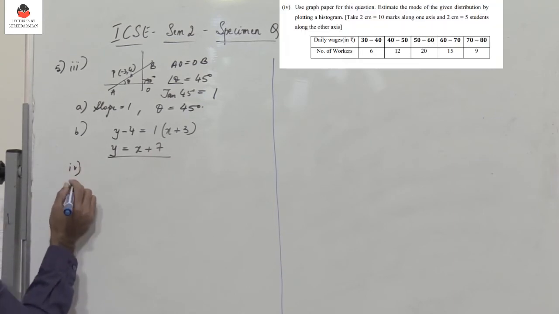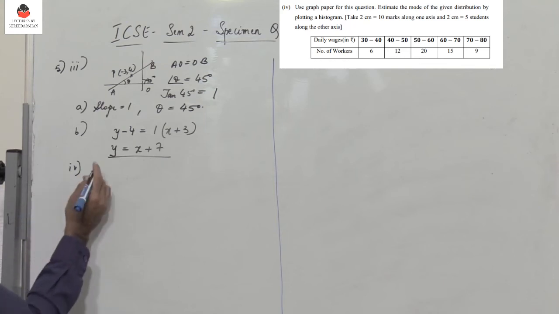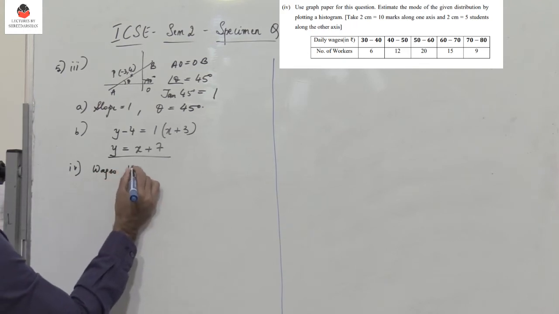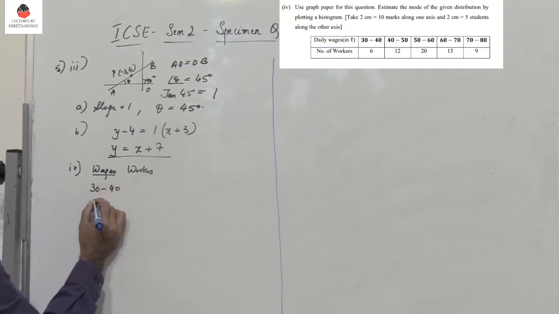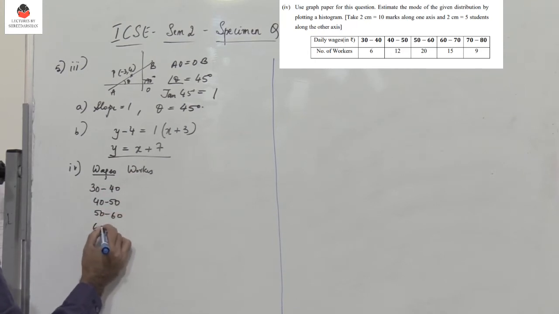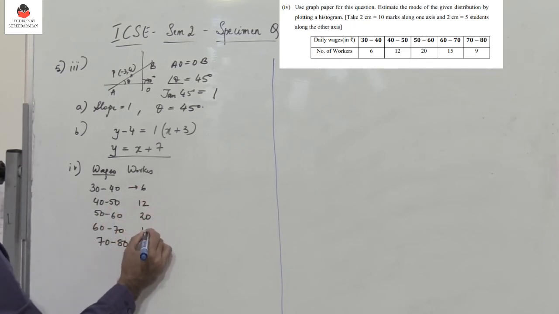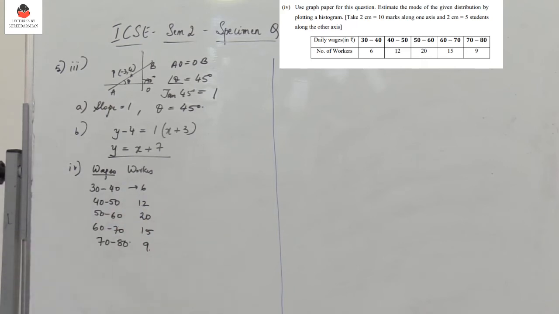Fourth one, use a graph paper for this question. Estimate the mode of the given distribution by plotting a histogram. So we have to plot the histogram. You have the wages as well as number of workers given: 30 to 40, 40 to 50, 50 to 60, 60 to 70, and 70 to 80. And the number of workers is 6, 12, 20, 15, and 9. So draw the histogram. Very simple question.